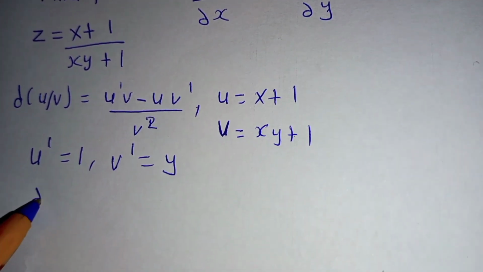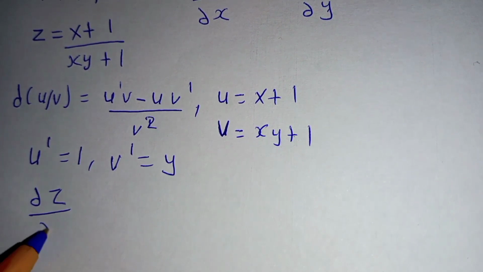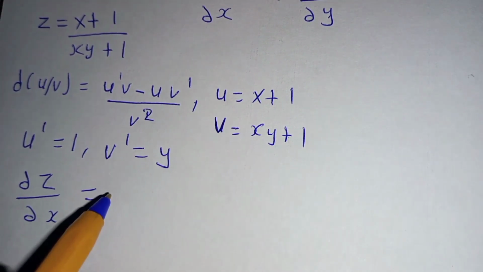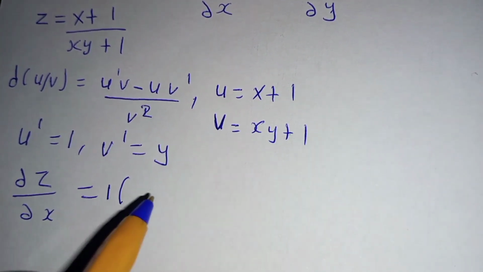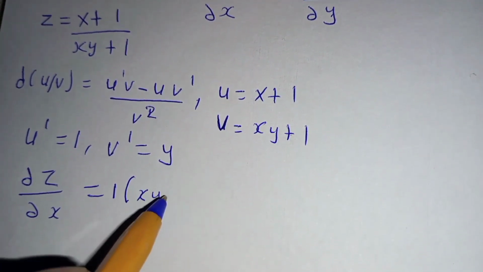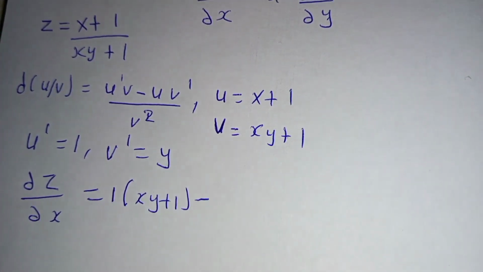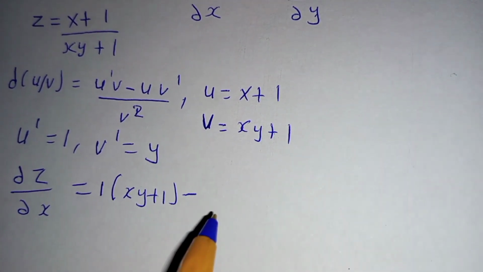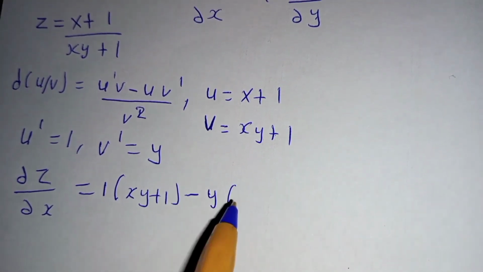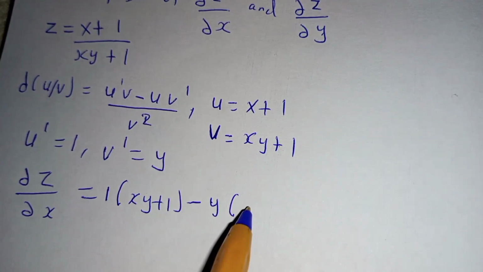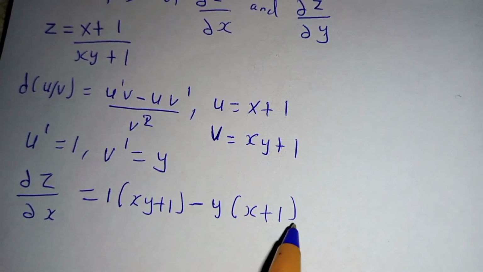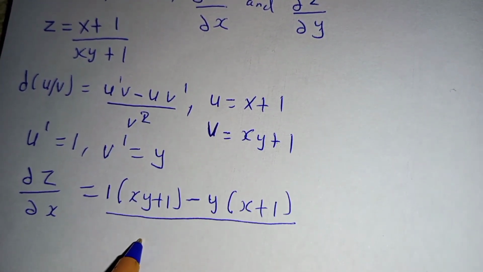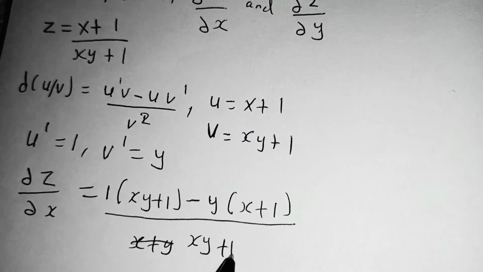Then from there we obtain the partial derivative of z with respect to x, which is equal to function u differentiated, which we obtained to be 1, multiplied by function v constant, which is xy plus 1, then minus v differentiated with respect to x, which is y, multiplied by function u constant, which is x plus 1. Then you divide everything by v squared. Our v is xy plus 1, then squared.